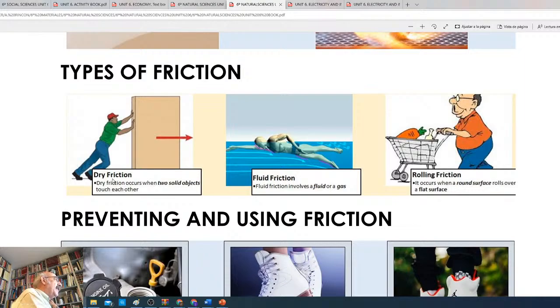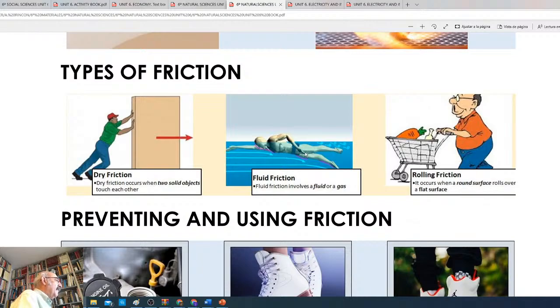So we have dry friction, that is also called static friction, and that happens when two solid objects touch each other. So you can see this man is trying to move this object, and the movement goes in this direction, and friction acts in the opposite direction. That's why this is the effort. The effort this man is doing is to overcome the force of friction. So this is dry friction, but this is also called static friction.